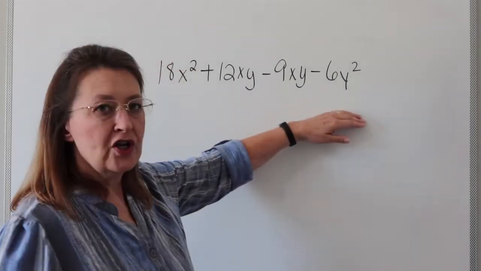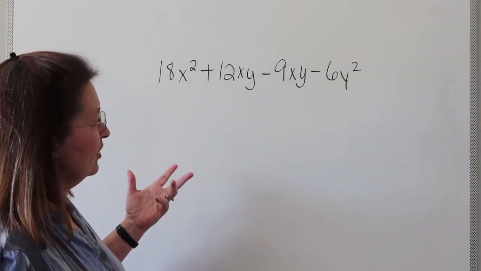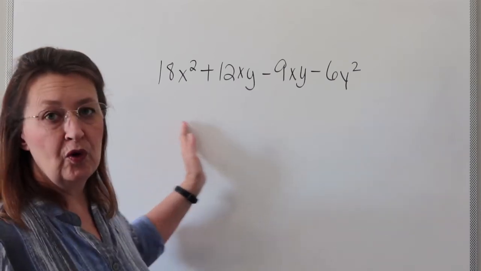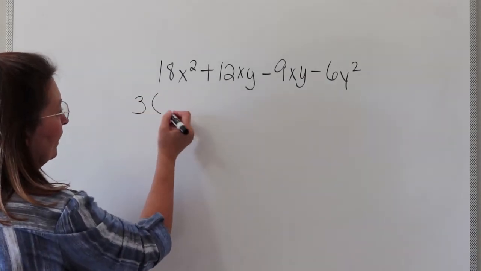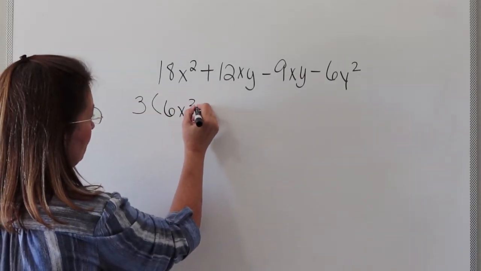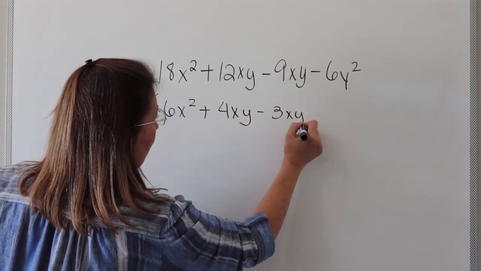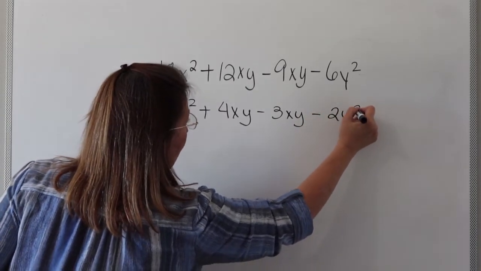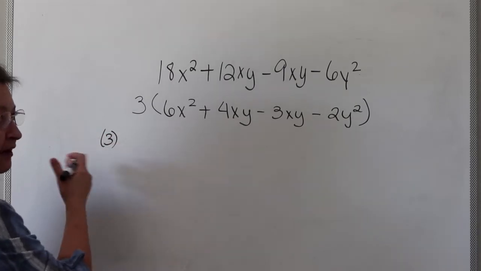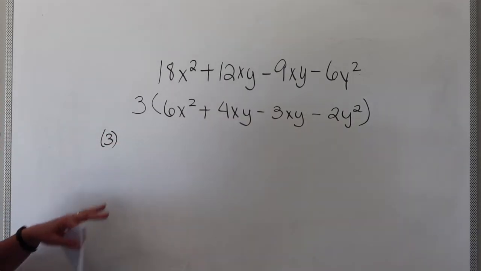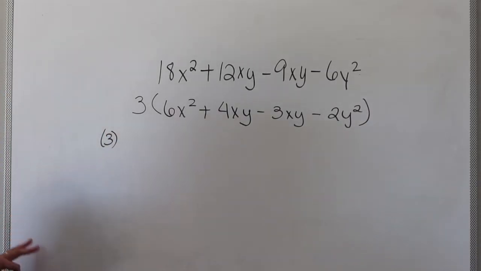So let's look at a 4-term polynomial. You counted your terms. You look to see if you have a greatest common factor. And you actually do. What will go into all of these is 3. So let's take 3 out of this first. That's going to be 6x squared plus 4xy minus 3xy minus 2y squared. Now, we're not going to lose the 3, but I'm just going to move it out here so I don't lose it. But I'm dealing with this right now. I've gotten out all of my greatest common factors.